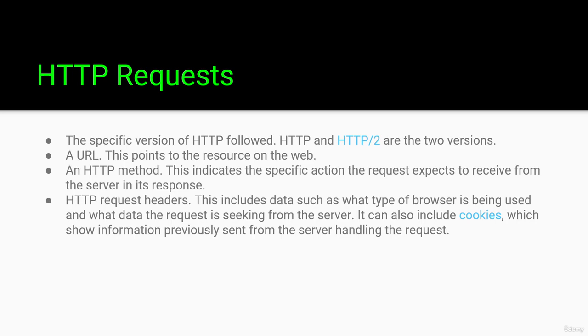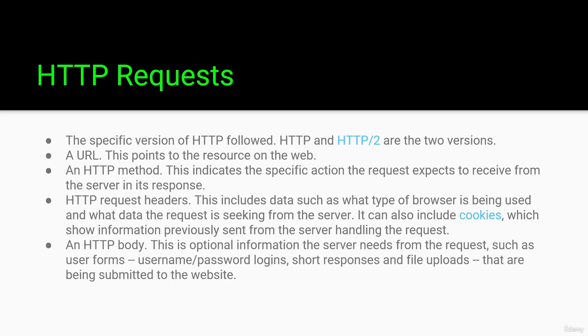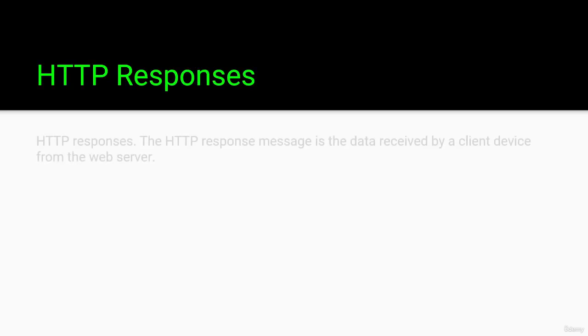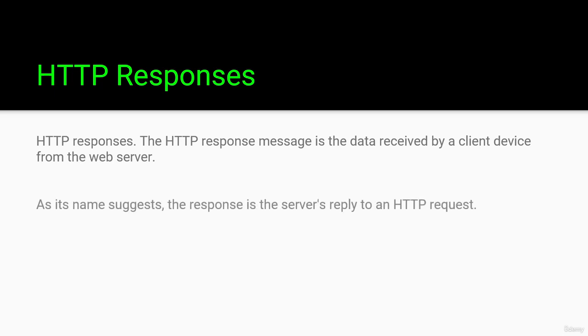It can also include cookies, which show information previously sent from the server handling the request. And the HTTP body, which is optional information the server needs from the request, such as the user's forms, username, password logins, short responses, and file uploads that are being submitted to the website. Now let's start with the HTTP responses. So the HTTP response is the data received by the client device from the web server.